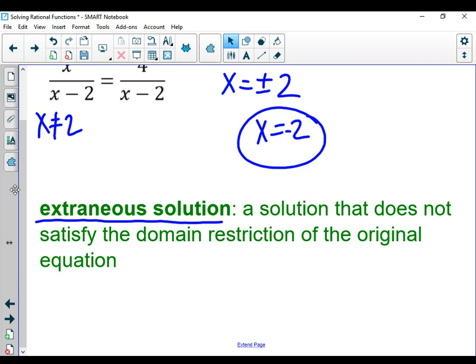They include those extraneous solutions on a multiple choice test. So you could have A where the answer is 2 and -2. You could have B where your answer is just -2. So be on the lookout for that.